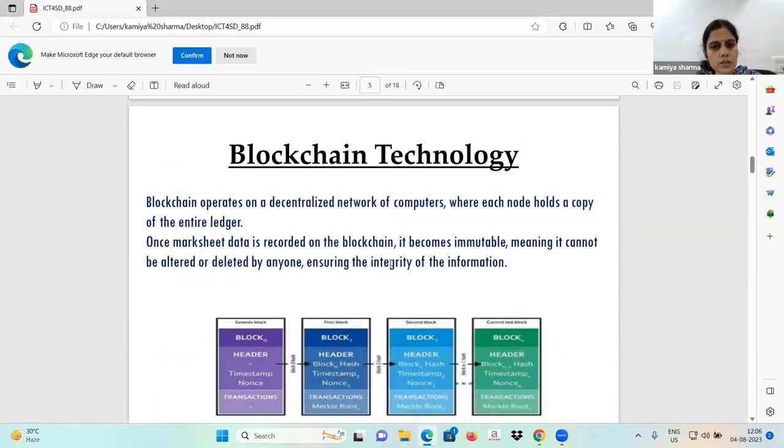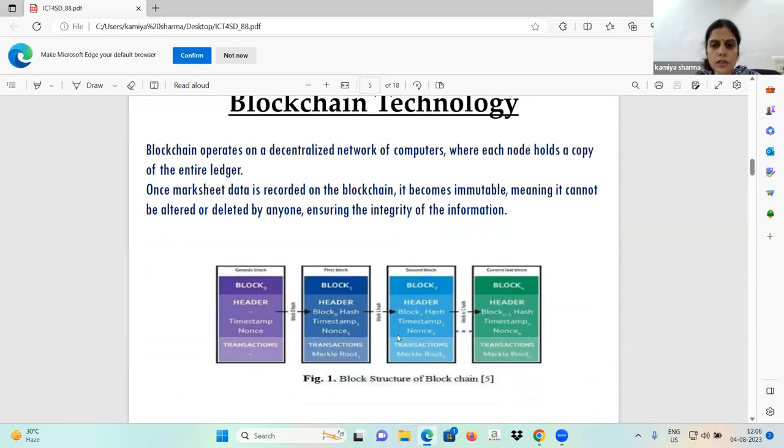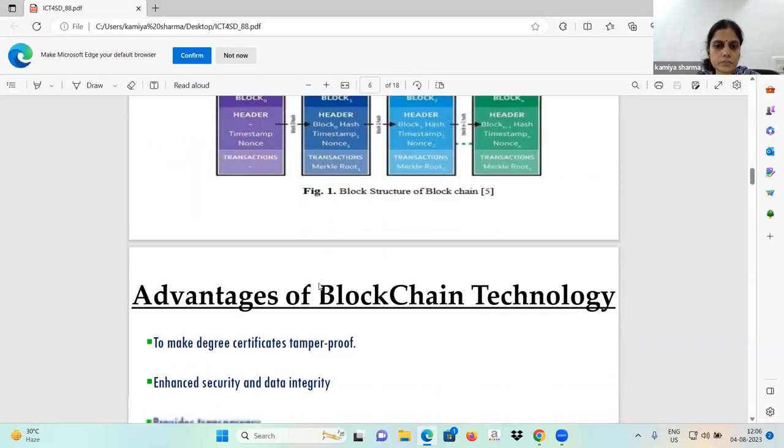First of all, let's try to understand how blockchain technology works with the help of this structure diagram. Here we can see that each node contains the hash of the previous node, which makes it secure. And each node holds a copy of the entire ledger. Once the marksheet data is recorded on the blockchain, it becomes immutable. It means it cannot be altered or deleted by anyone.